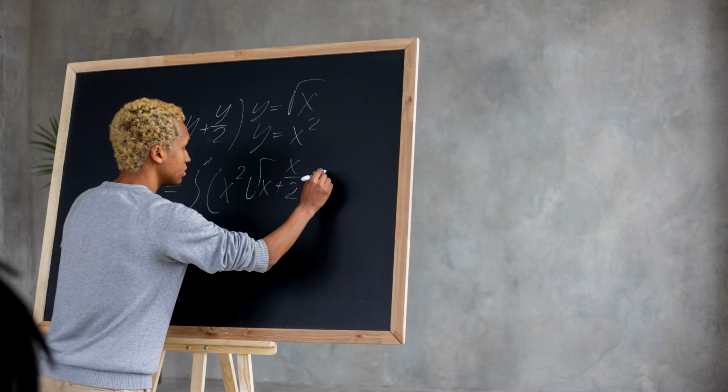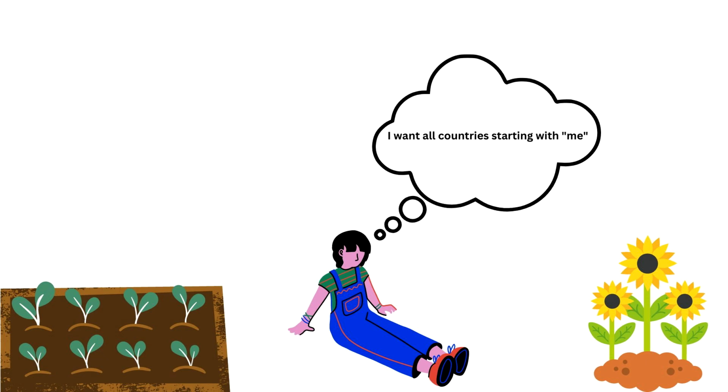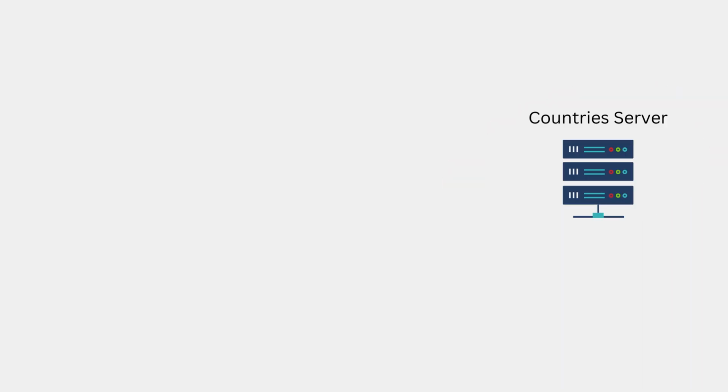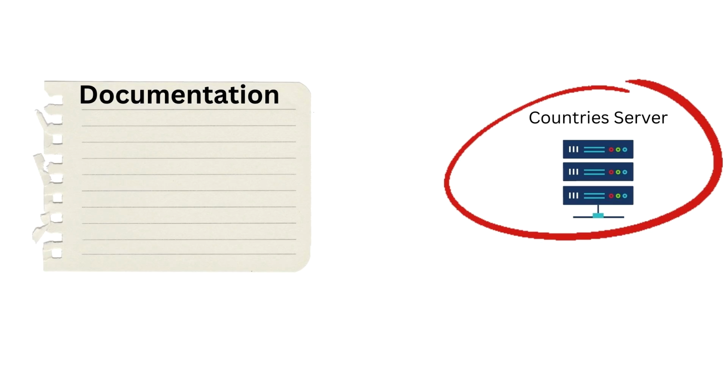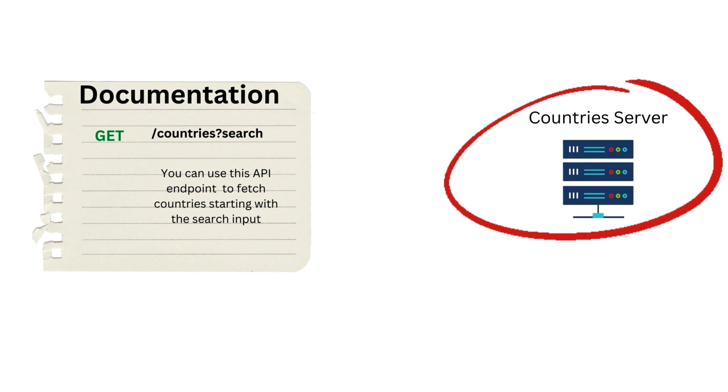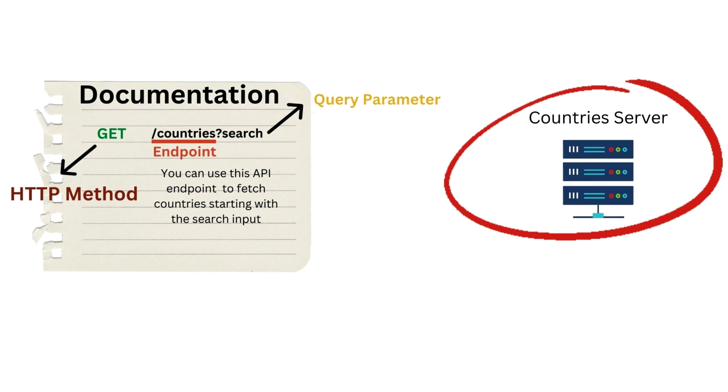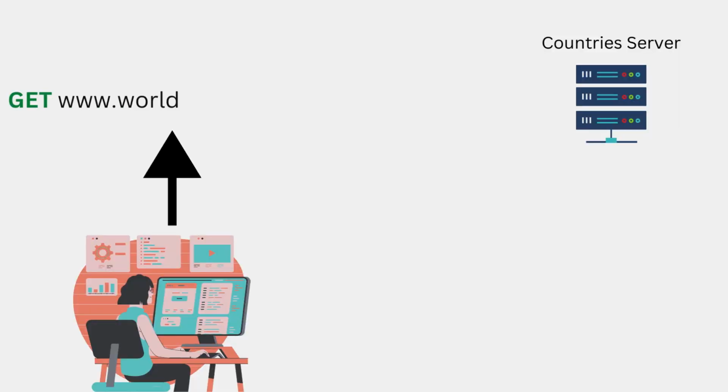Let's take an example. Let's say you want to fetch all countries starting with ME from a server or an app containing countries. Let's assume that we have an API documentation in our hands. You can call the API by making an HTTP request of method type GET to the following endpoint URL. It takes a query parameter, search, and you pass the input ME.